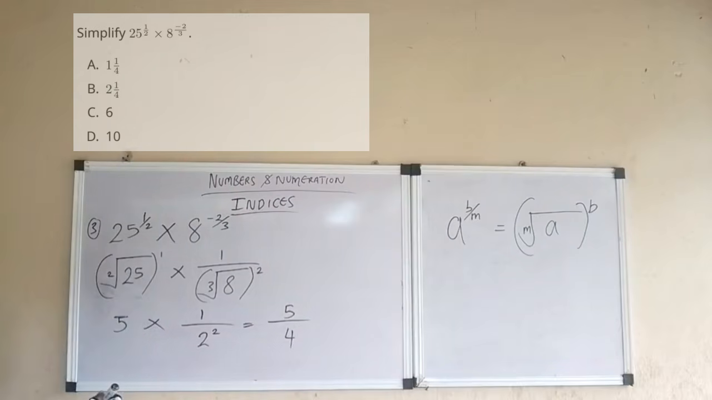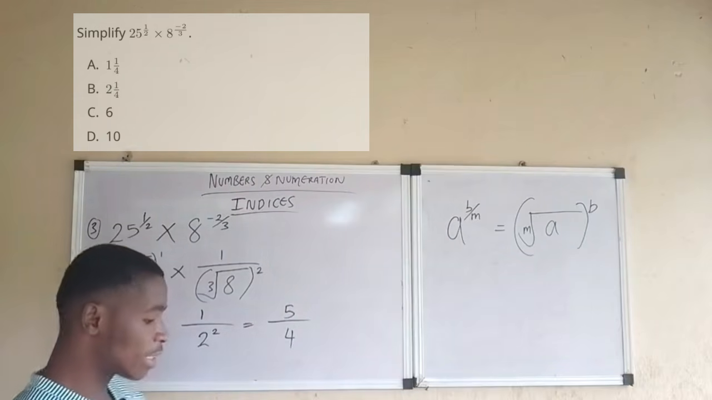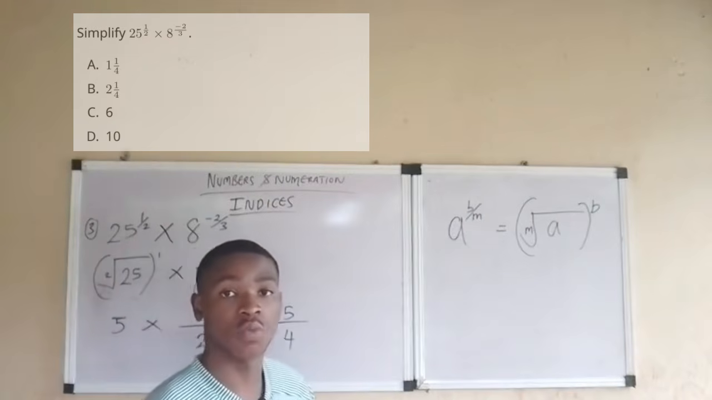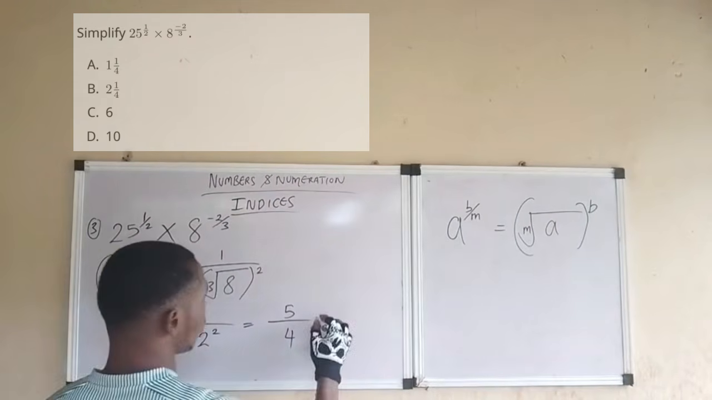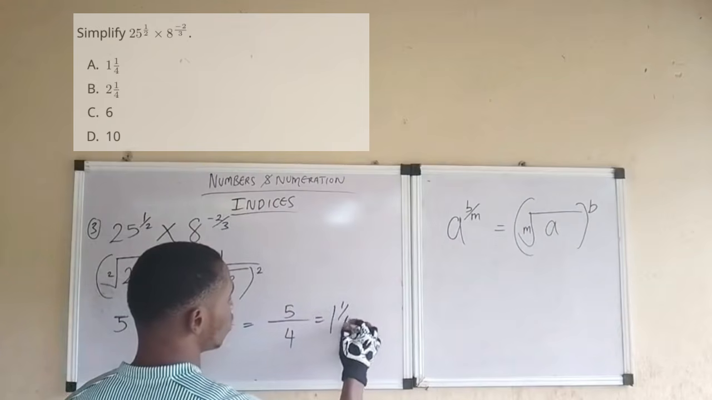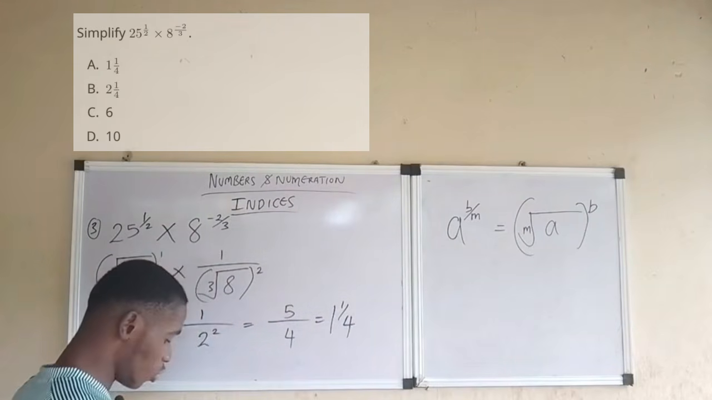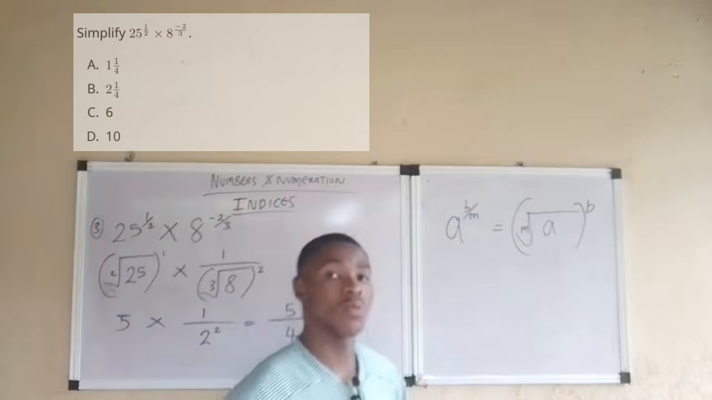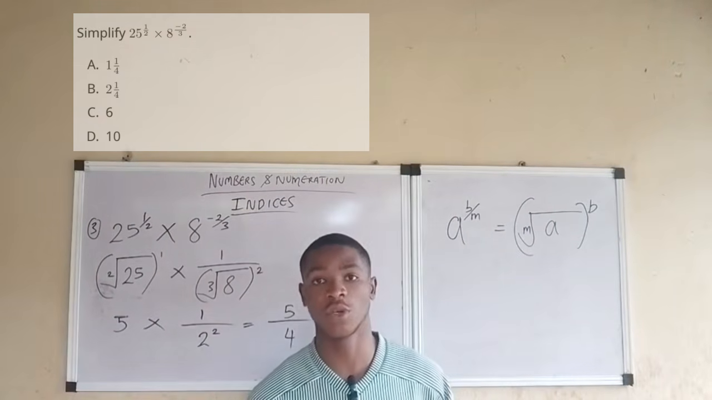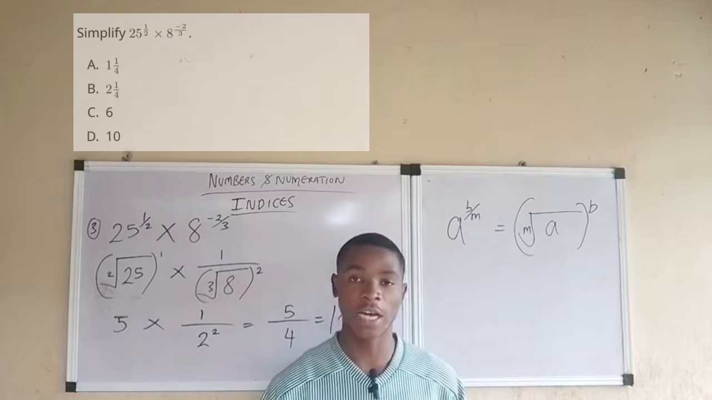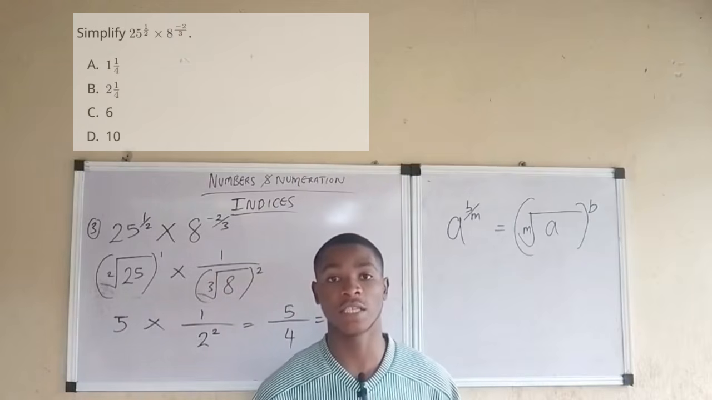Do you understand? So let's look at the options. The correct answer is a mixed fraction here, 1 whole number 1 over 4, and that's option A. So with this, we have simplified questions on indices, and you are good to go on any question on indices you come across. Now, the next topic we'll be looking at is logarithms.